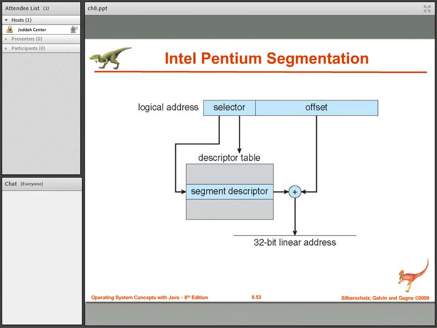How do you arrange that in practice? You have the logical address with a selector and an offset. The selector will lead you to the segment descriptor. This is a descriptor table that has the segments and the segment numbers. Once you pick up the correct segment descriptor, you add the offset to it to give you the 32-bit linear address that we saw in the previous slide.